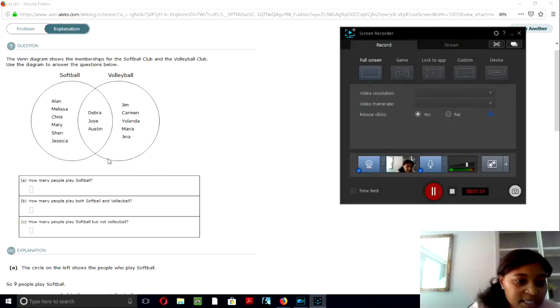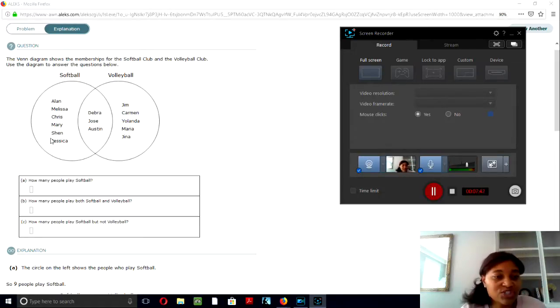So here we see, let's count them. We have 1, 2. This is the softball circle here. So when it's asking how many people play softball, you have to look here within this circle. All of these people are the ones that play softball. So let's count them. 1, 2, 3, 4, 5, 6, 7, 8, 9. So 9 people play softball. So we'll mark that for A.